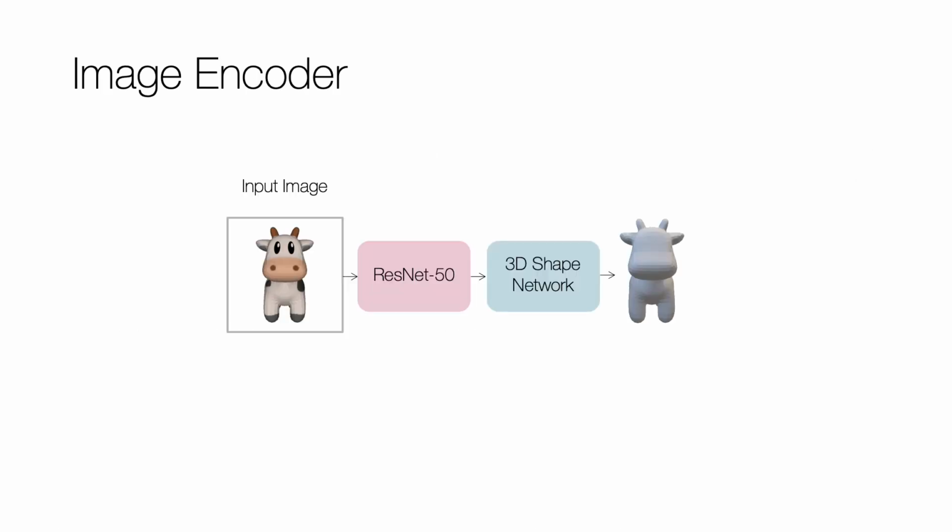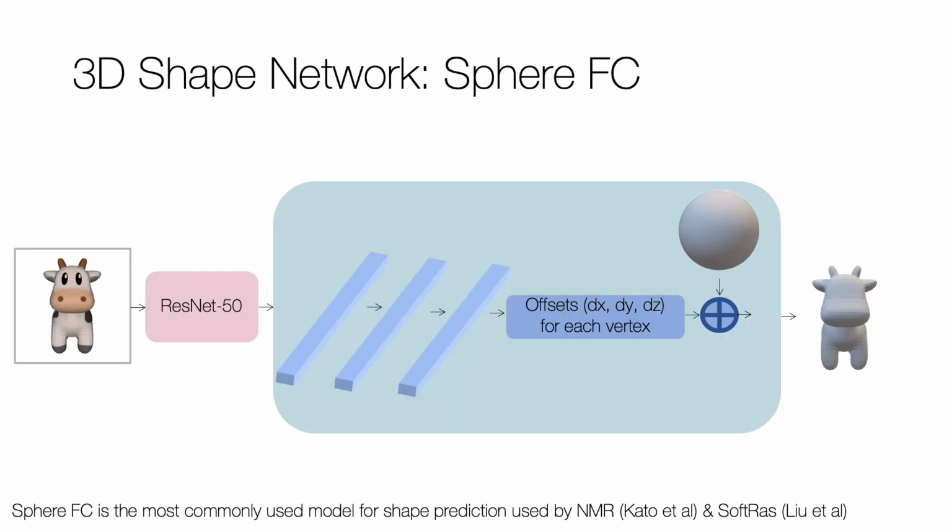For the image encoder, we use a ResNet50. For the shape network, we experiment with various architectures inspired by recent advances in supervised prediction. First, we try a popular model for shape prediction, which uses a sequence of fully connected layers to predict the offsets for each vertex, which are then used to deform a sphere template. We call this model Sphere FC.